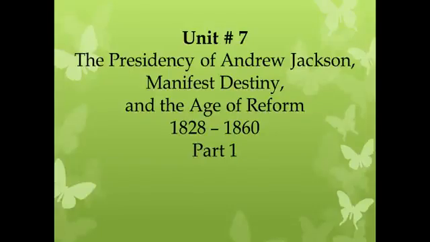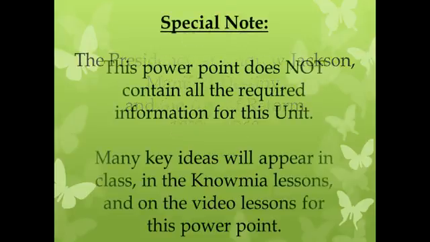This is a PowerPoint video presentation on Unit Number 7, The Presidency of Andrew Jackson, Manifest Destiny in the Age of Reform. The years that we will cover will be 1828 to 1860. So, special note, this PowerPoint does not contain all of the required information for this unit. Many key ideas will appear in class, in my Nomia lessons, and on the video lessons for this PowerPoint.